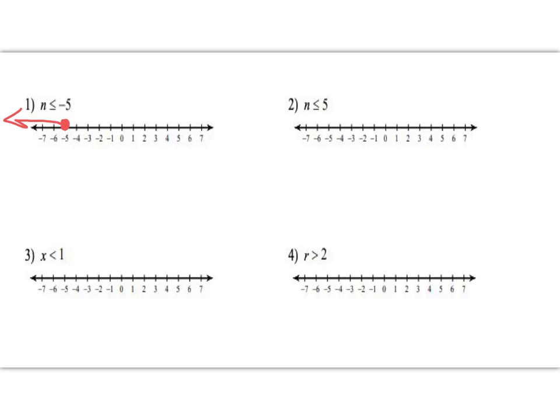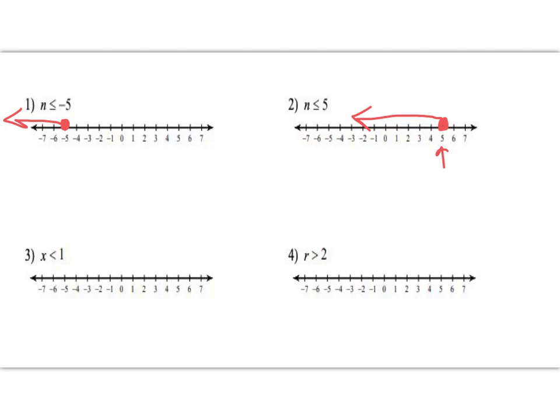This number 2 says n is less than or equal to 5. So in this case, I'm dealing with 5. And this is, again, a closed circle because it's less than or equal to, which means it includes 5 in the solution set, and it's still less than, all the numbers smaller than.